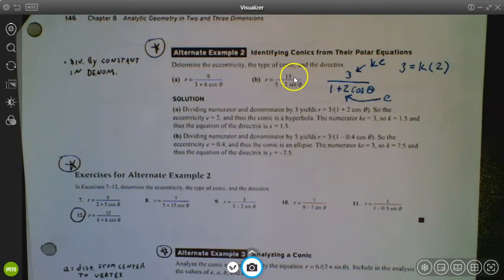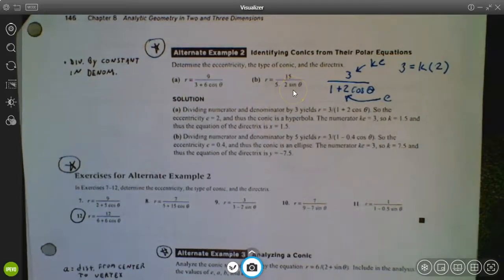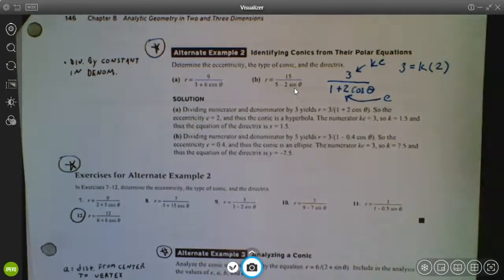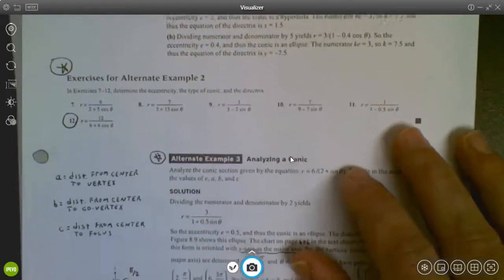If this is KE, after you divide it by 5, it's going to be a 3, right? So if I set 3 equal to KE, I can solve for my K value. Because this is a sine function, I know that my directrix is going to be y equals something. And in this case, because it's minus, I know it's going to be y equals negative k, and so that's where they got this statement right here. So let's do one of these together so we can take a look at it.